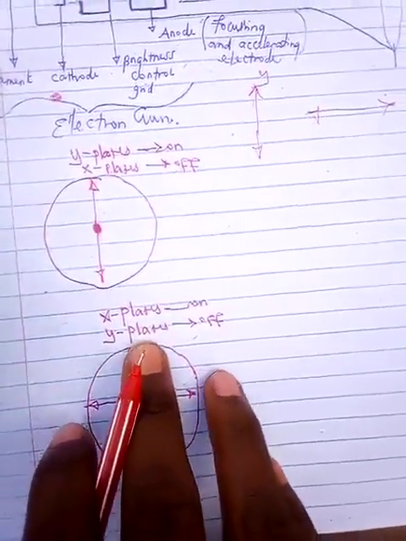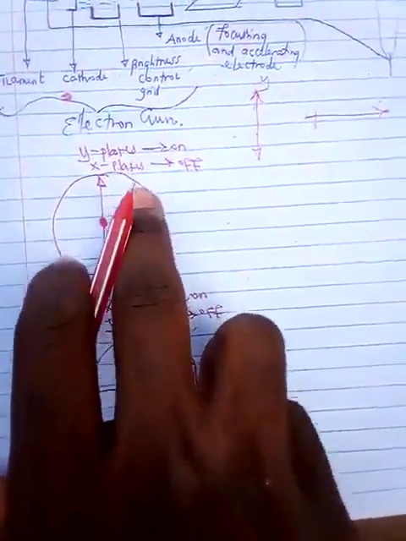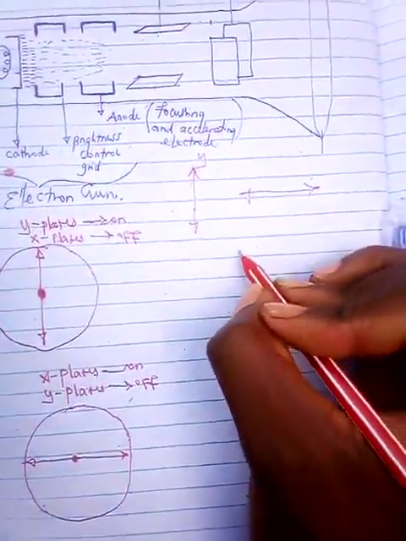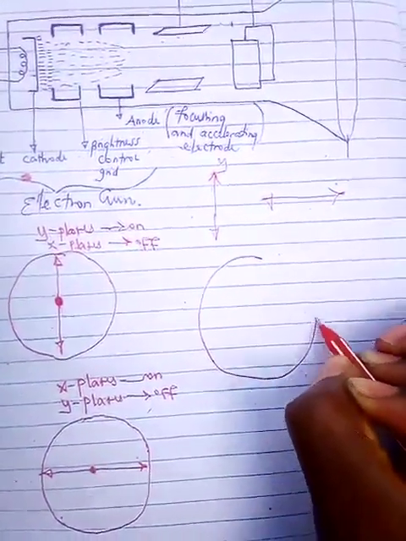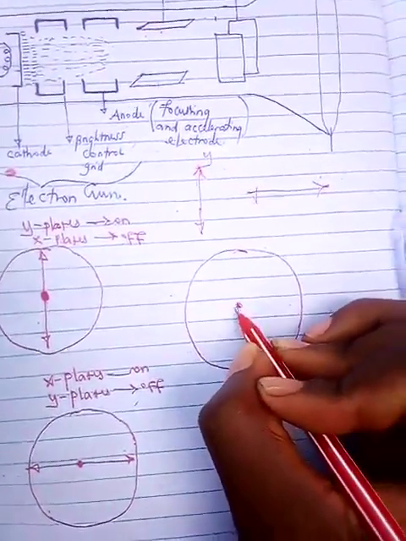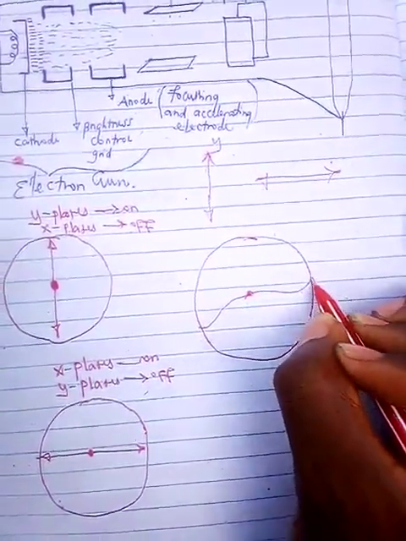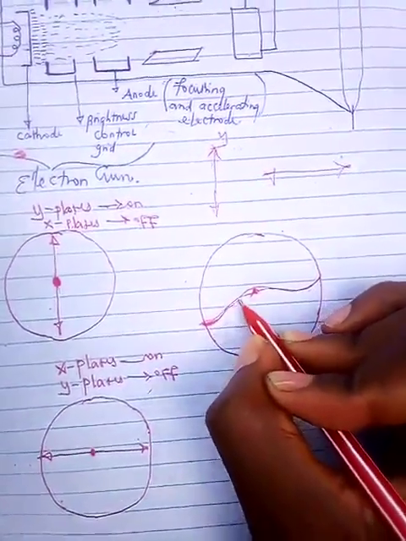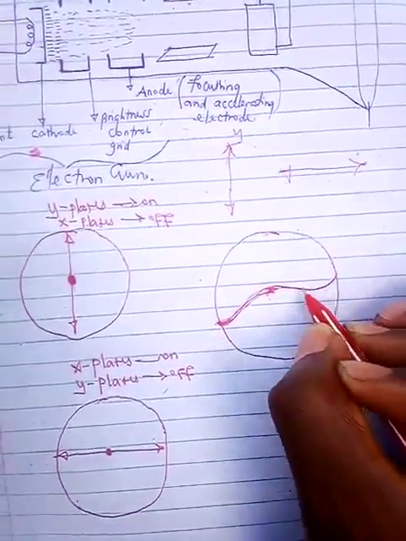So this is what you're going to have on your screen if the X plates are on and the Y plates are off. But the question is, what if we switch them both on together? When the X plates are on and the Y plates are on, your electron beam is going to be moving in a wavy way, in a wave kind of motion. They're going to start forming waves.